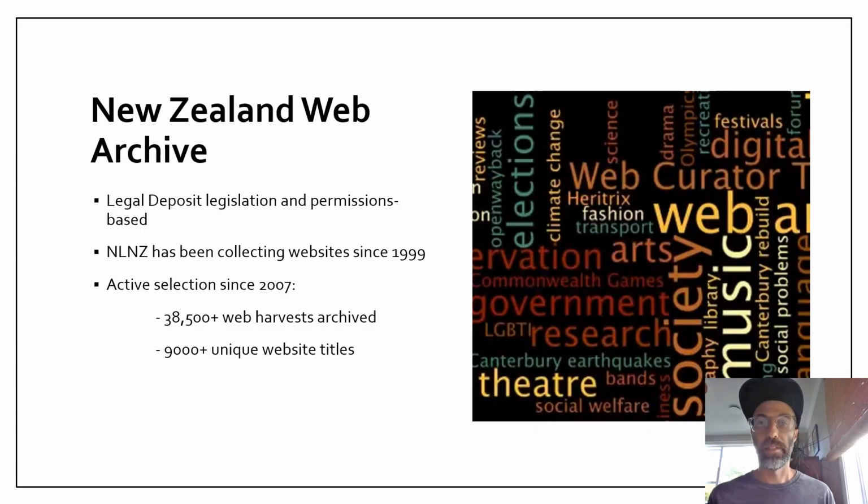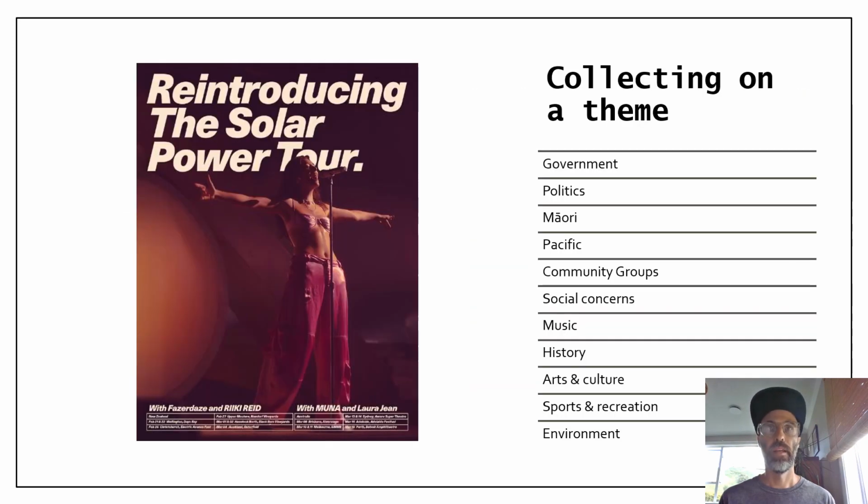The National Library's been collecting websites since 1999, and over that time we've archived close to 40,000 websites, as well as conducting semi-annual whole-of-domain harvests since 2008. Our main selective harvesting relates to the following themes of government, politics, Māori, Pacific, community groups, social concerns, music history, arts and culture, sports and recreation, and the environment.